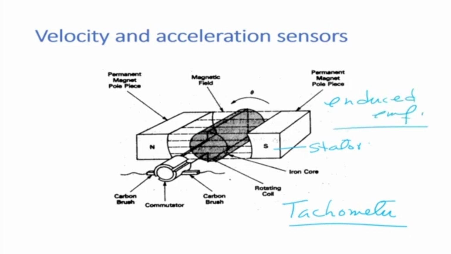Because of this induced EMF, we can calibrate this: voltage versus speed. So speed in RPM versus voltage in volts.